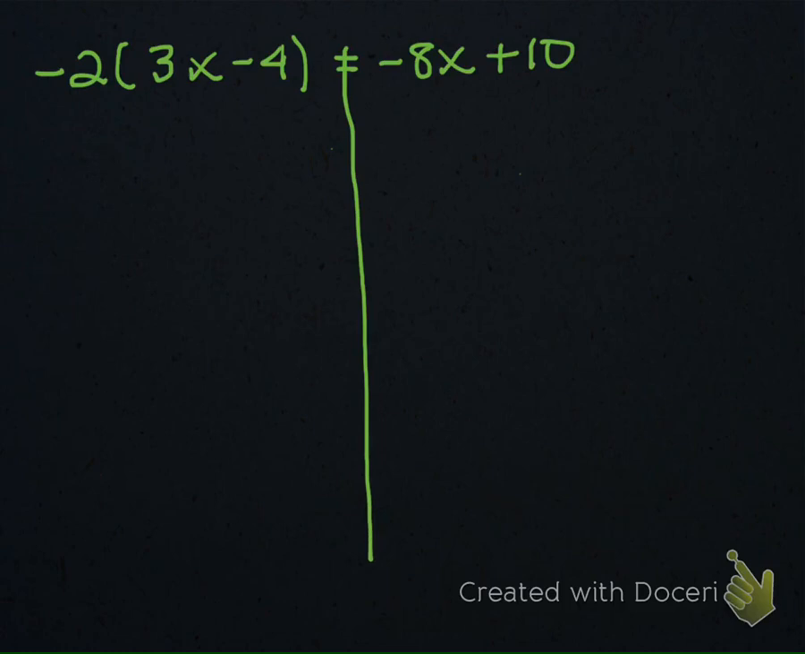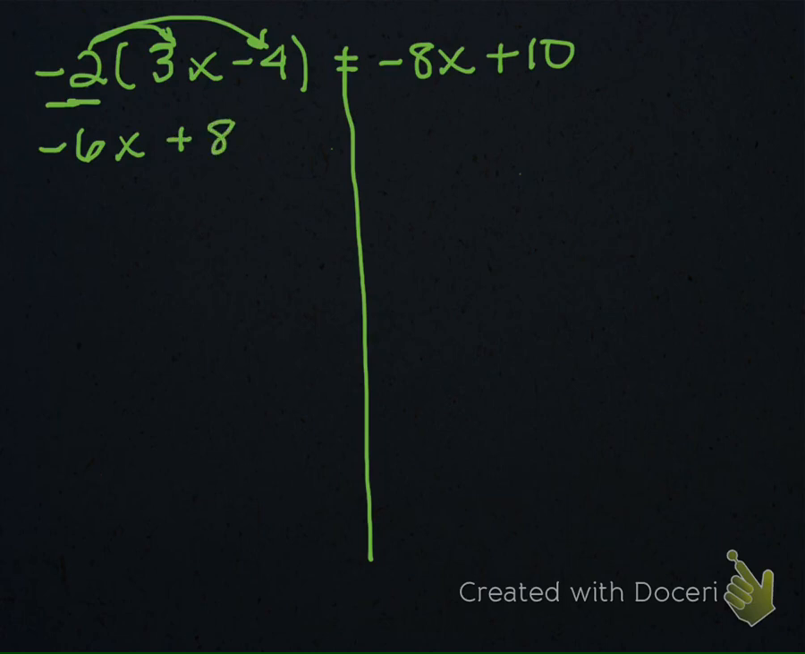In order to start manipulating this equation, I really do want to get rid of those parentheses. What this is saying is that I have two groups of 3x minus 4, and then the negative means I have the opposite of all of those things. So if I have two 3x's, I have 6x, but then I have the opposite of that, so that's negative 6x. And if I have two negative 4's, that's negative 8, but if I have the opposite of that, it's a plus 8.